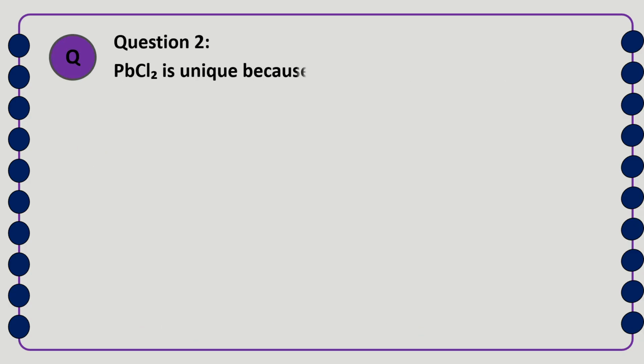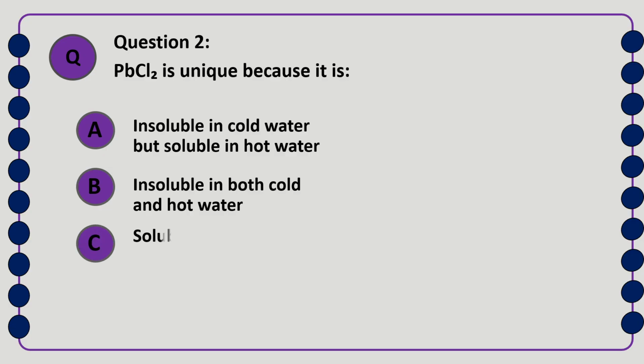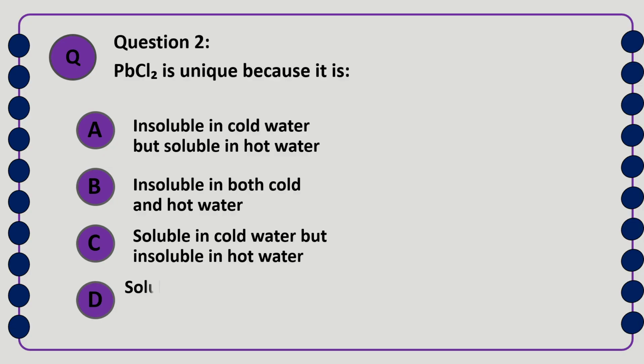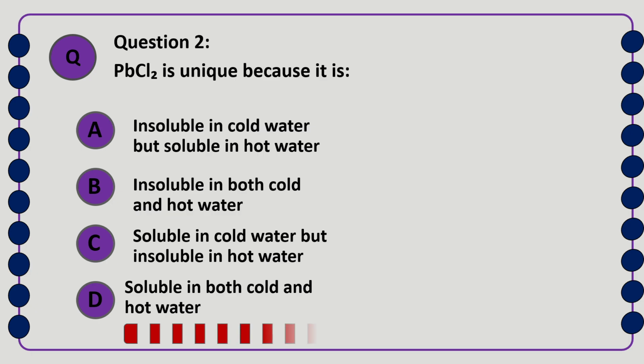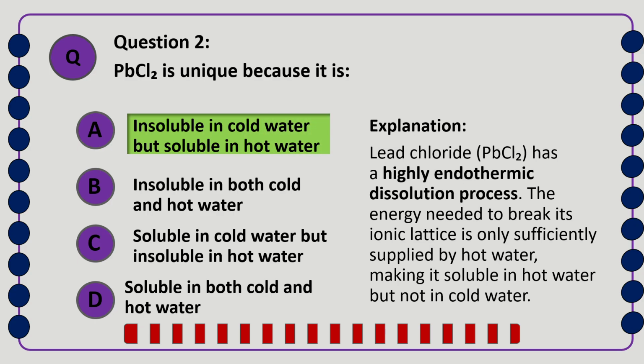Question number 2. Lead chloride is unique because it is insoluble in cold water but soluble in hot water, insoluble in both hot and cold water, soluble in cold water but insoluble in hot water, soluble in both cold and hot water. It's not at all tricky. The correct answer is insoluble in cold water but soluble in hot water. You need to know why. So let's take the explanation.